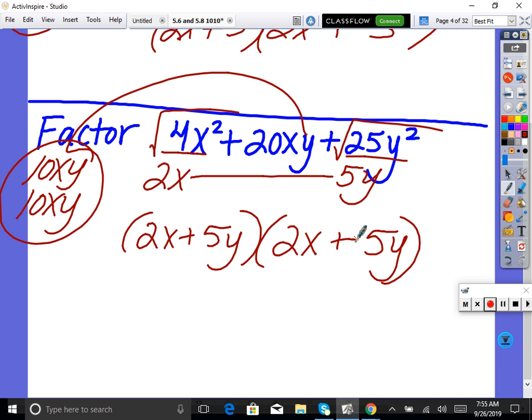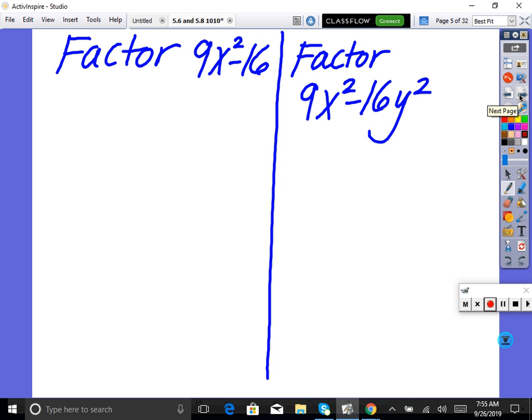Now, if we didn't know this trick, we'd have to long factor. We would get here. It would just take us so much longer. Okay, so let's practice. Can I factor this? What will it factor to be?